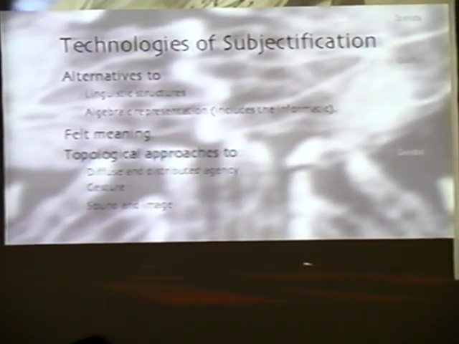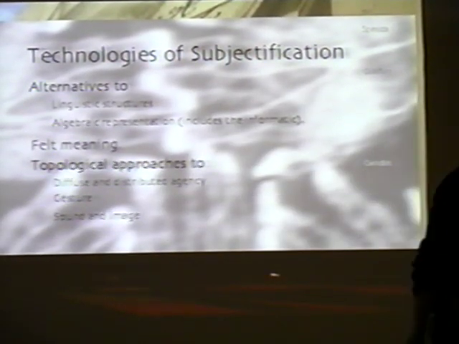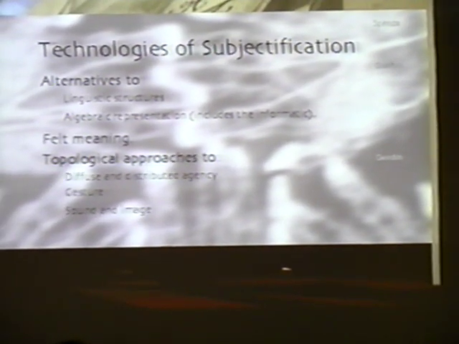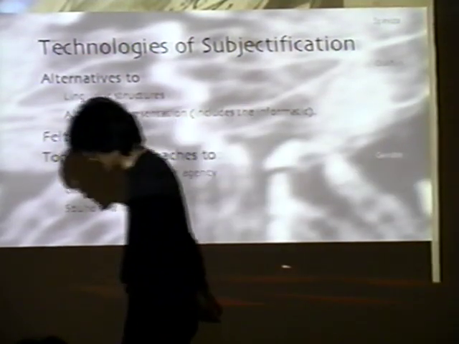Why? I'm thinking of these kinds of technologies as technologies for different kinds of subjectification. How many of you have read Guattari's Chaosmosis? I mean, that's a requirement for the collection, no? Okay. So I do recommend that. This has to do with this idea of object formation.